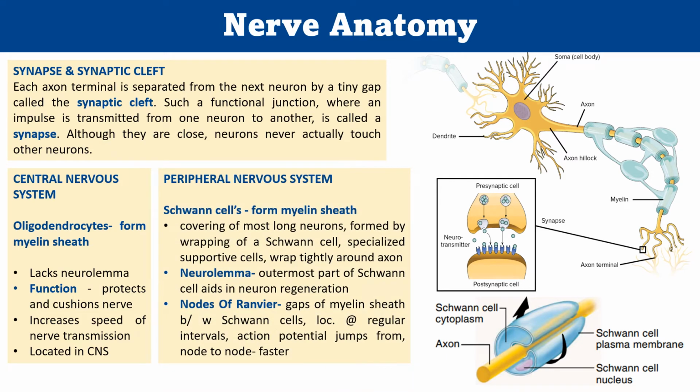Peripheral nervous system. Schwann cells form the myelin sheath in the peripheral nervous system. The covering of most long neurons is formed by the wrapping of Schwann cells, specialized supportive cells wrapped tightly around the axon. Neurolemma is the outermost part of the Schwann cell, which aids in neuron regeneration. The node of Ranvier is the gap in the myelin sheath between Schwann cells, located at regular intervals. The action potential jumps from one node to another at a faster rate.